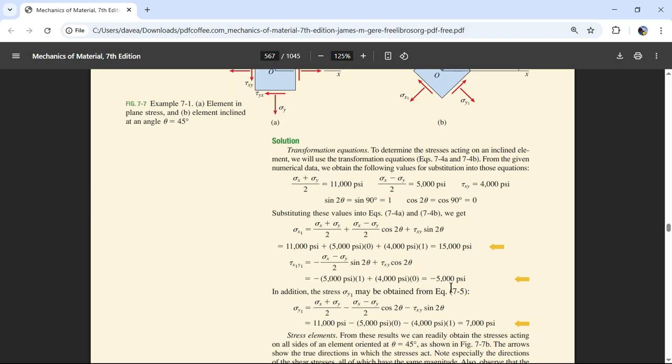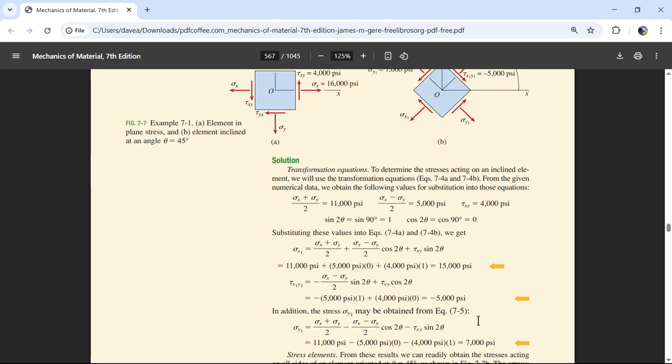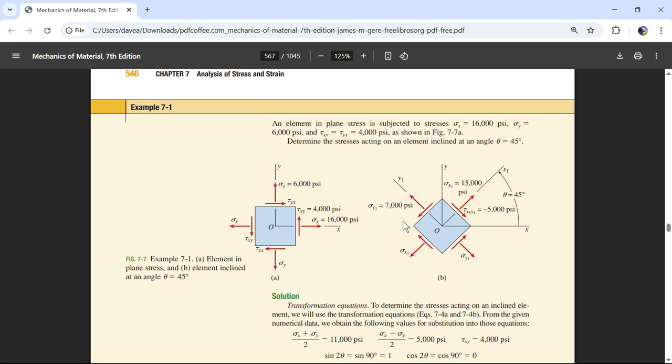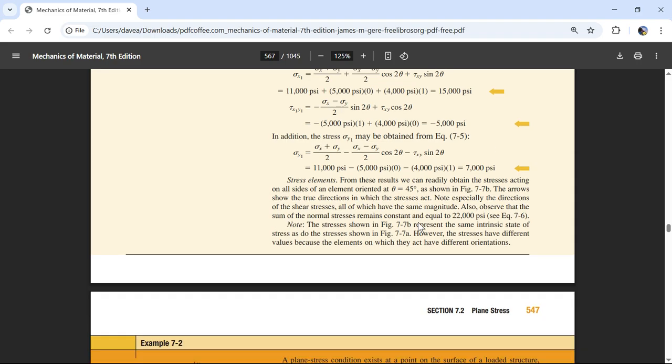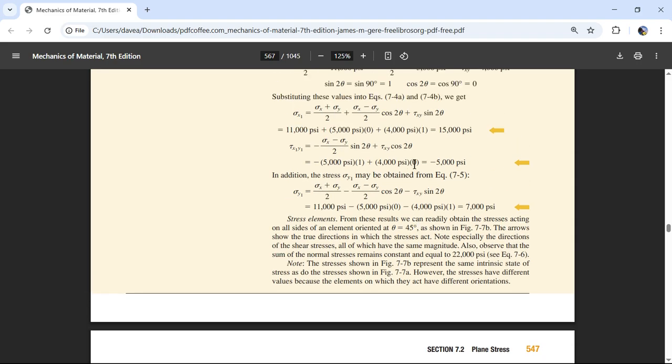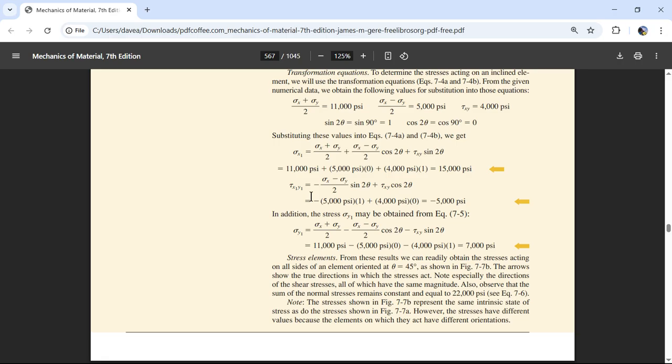We could do the same thing down here for sigma y1. It's going to be negative 4,000. This part's still 0. And we have 11 minus 4,000, that's 7,000. I thought I nailed it. Oh, I don't think I actually solved for sigma y1 on this. I think we just solved for the shear, but we could have tried to guess for that.